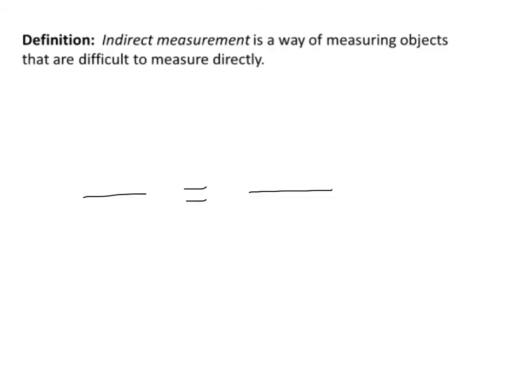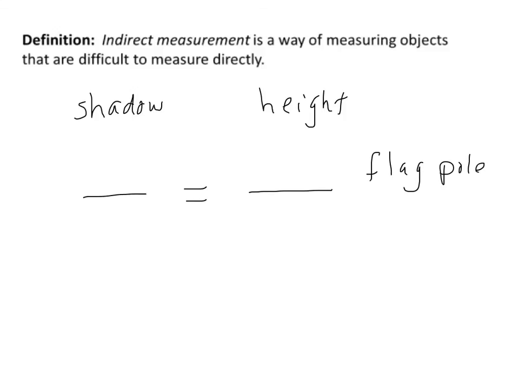So if I was talking about, let's see, say a shadow, I would label this fraction shadow. And if I was talking about height, I would label the other fraction height. Now, a lot of word problems when I'm dealing with shadows and height might be a flagpole, so I would label the top a flagpole, and the bottom could be a person.